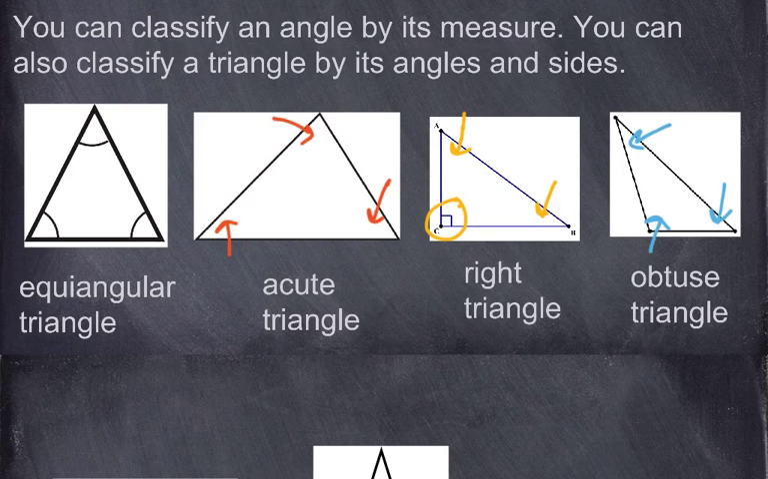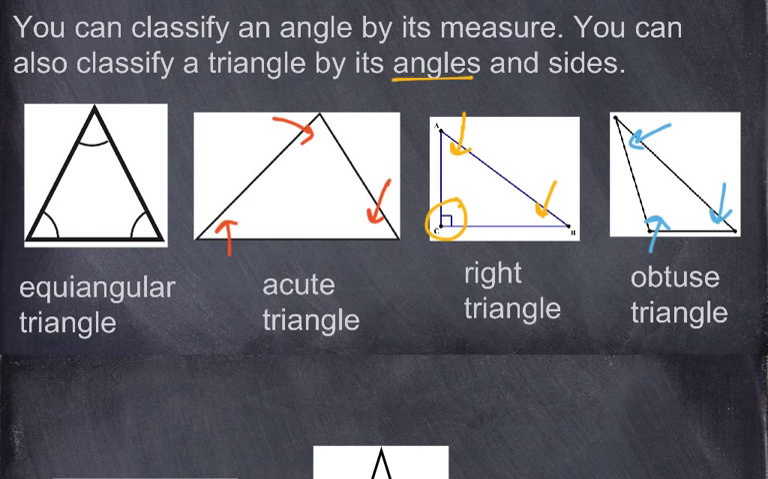So again, we have equiangular, all the angles are congruent. An acute triangle, all the angles are acute. A right triangle, where one of the angles is a right angle. And lastly, an obtuse triangle, where one of the angles is greater than 90 degrees. That's how we label it by its angles.